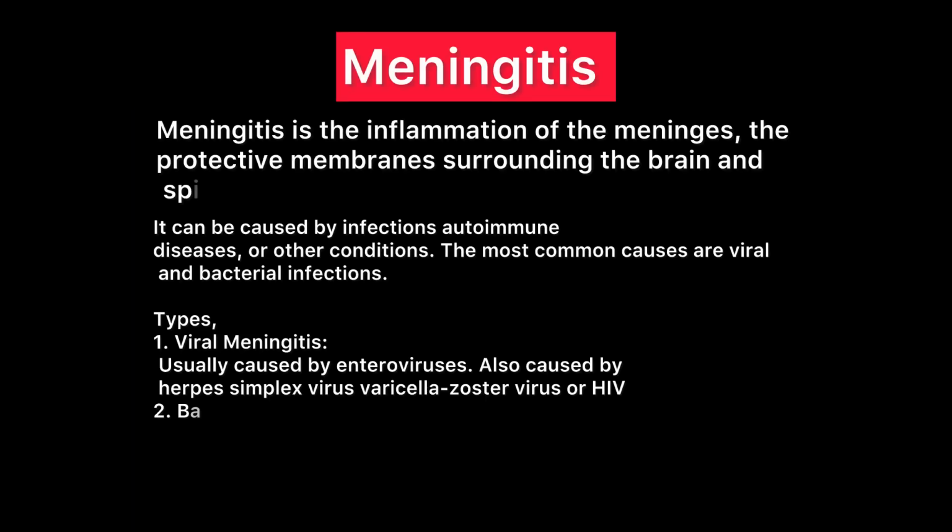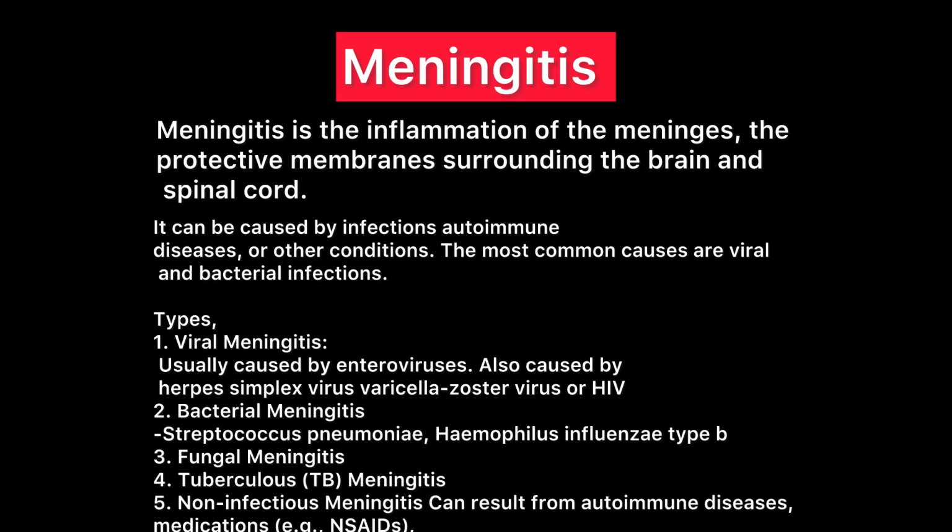The next topic is meningitis. It is inflammation of the meninges. Meninges are the protective membranes surrounding the brain and spinal cord. Meningitis can be caused by infections, autoimmune disease, or other conditions. Most common causes are viral and bacterial infections. Viral meningitis can be caused by enterovirus, herpes simplex virus, varicella zoster virus, or HIV, etc.